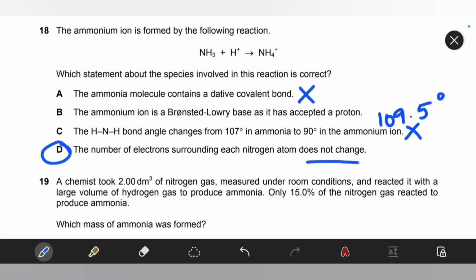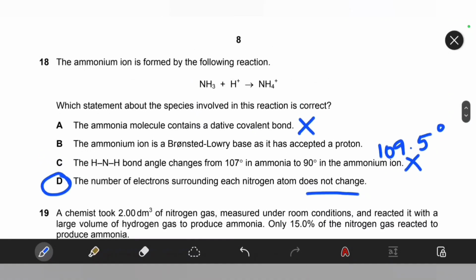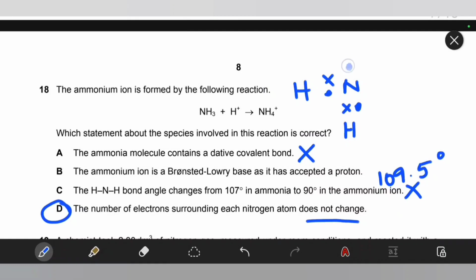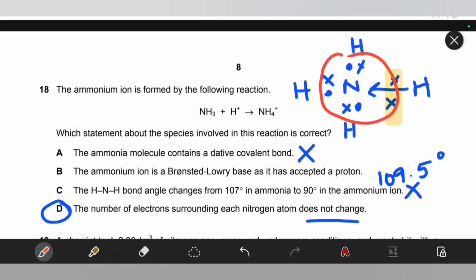This is actually the right answer, the most suitable answer, because in the ammonium ion a dative bond is formed. These are the hydrogens. For three of them, one electron comes from hydrogen and the other from nitrogen, but the fourth hydrogen attached in the ammonium ion forms a dative bond. How? When it is sharing the electrons, both come from nitrogen. Hence, the total number of electrons is not changing. Hence the answer is D.